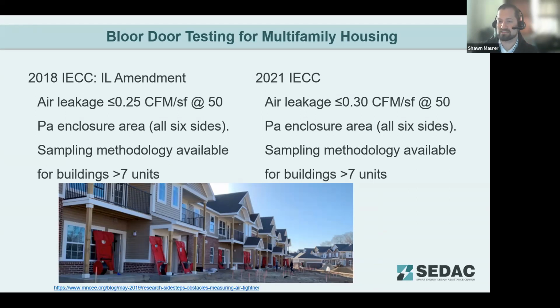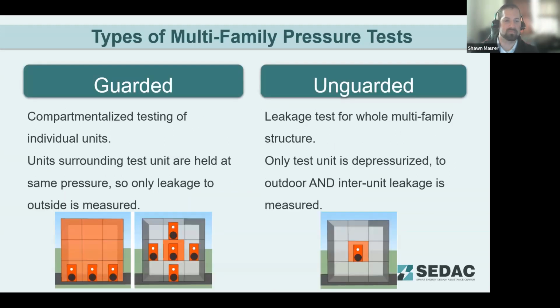The test is specified as an unguarded blower door test. So what we want to cover next is what's the difference between a guarded blower door test and an unguarded test, and why is that unguarded requirement in there. So a guarded test is a compartmentalized test of individual units. So you either pressurize the entire building and get a leakage rate that way, or you isolate a specific unit so that air can't leak between neighboring units, and you test the air leakage through the envelope of that specific unit.